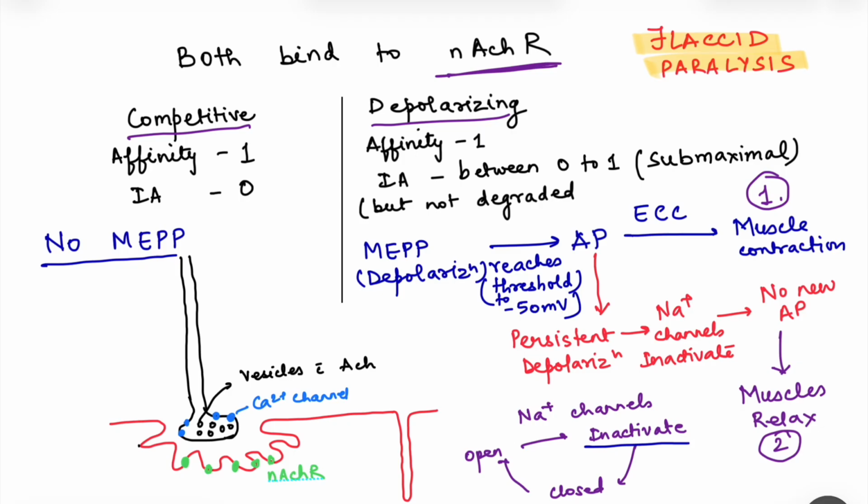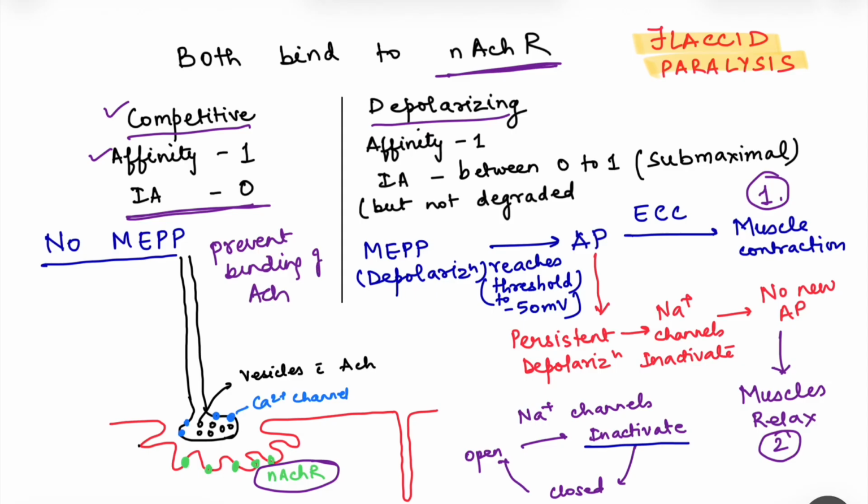Now, competitive neuromuscular blockers have affinity for these receptors, but they do not have intrinsic activity. That means they can bind to the receptors, but they are not able to stimulate them. So, basically, they will prevent the binding of acetylcholine. That's all. So, acetylcholine will not be able to act. There will not be any motor end plate potential, and hence no action potential, no contraction, right?